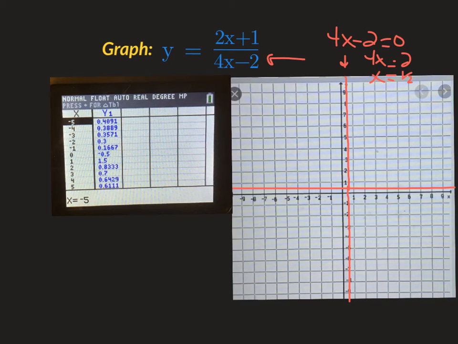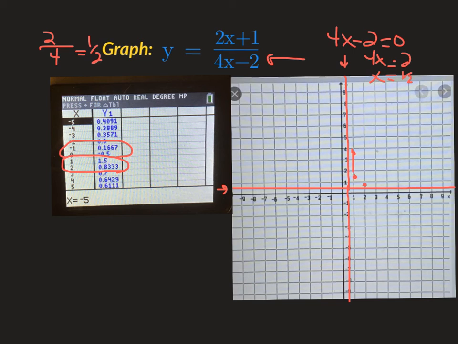Then your horizontal is the leading coefficient of your numerator over the leading coefficient of the denominator. If you reduce that, that's 1 half. So my horizontal right here is also 1 half. So I'm looking to the right of 1 half, which would be 1 and 2 right there. And I'm looking to the left of 1 half, which would be 0 and negative 1. So if I look at 1, y is 1.5, which is really close right there. And if I look at 2, it's like 0.833, which is not even quite 1, but it's right there.